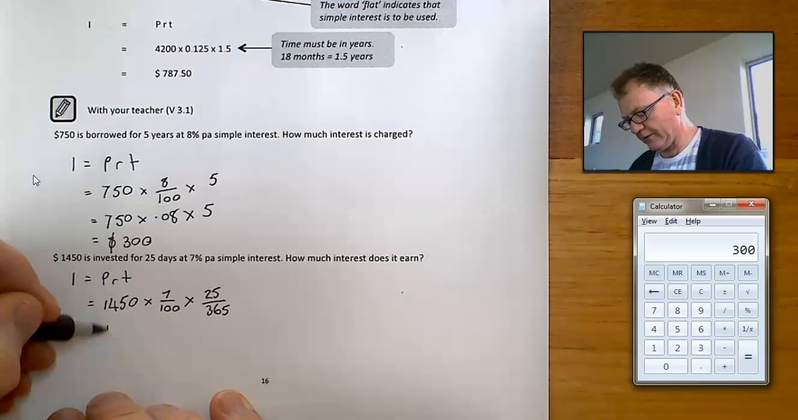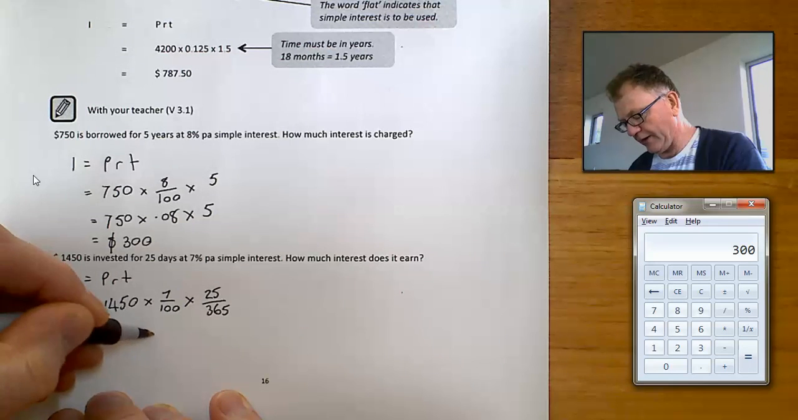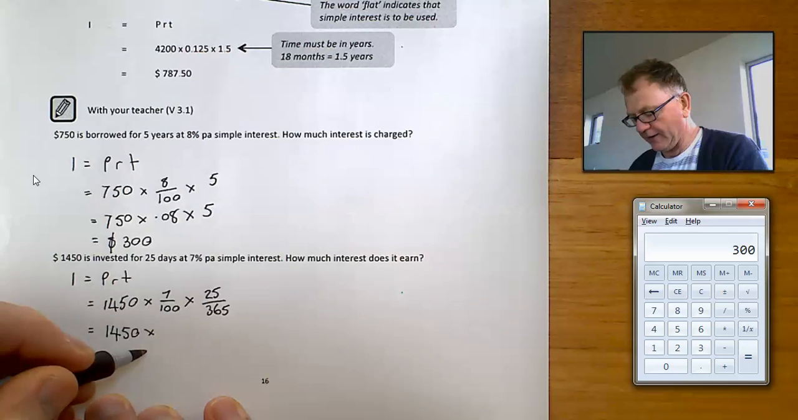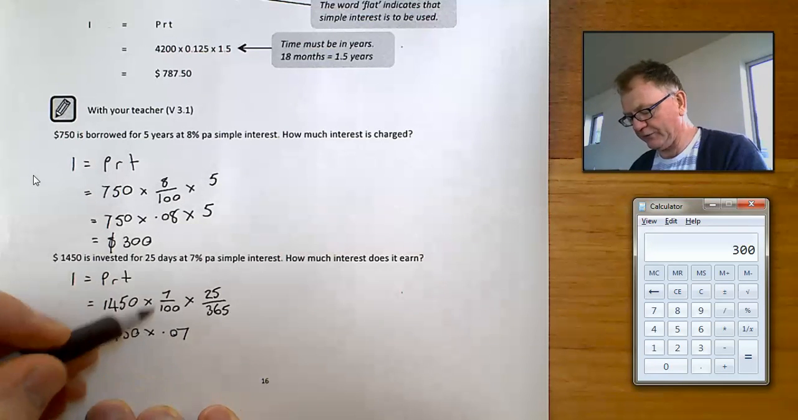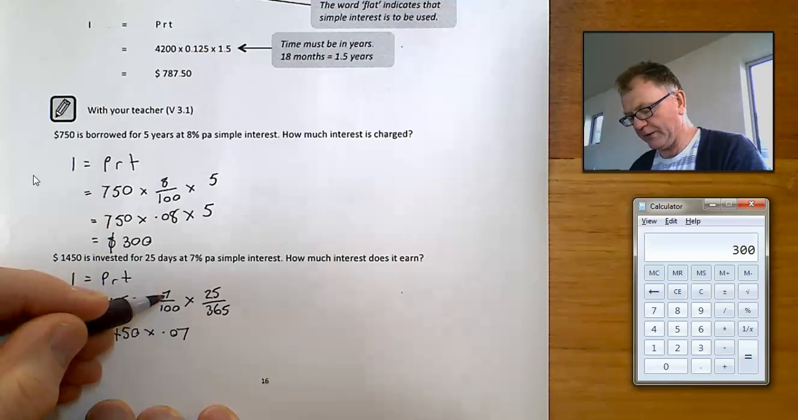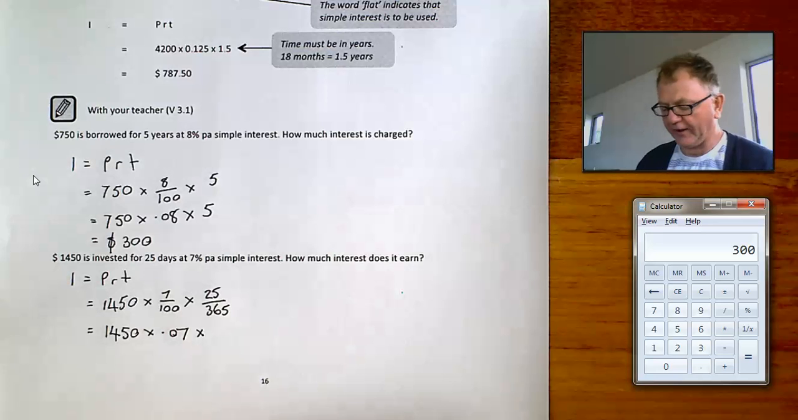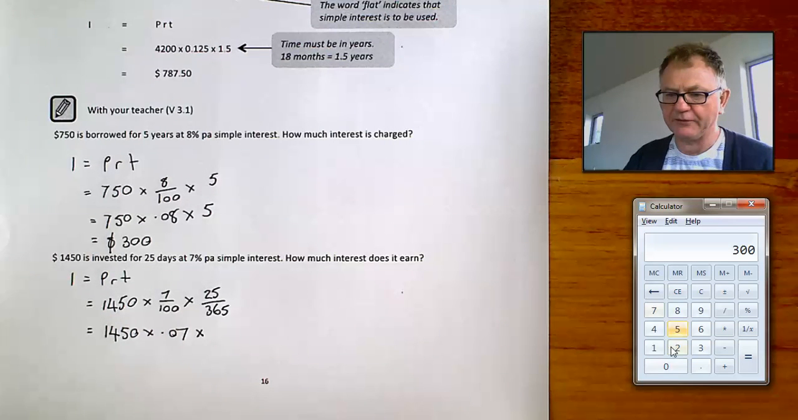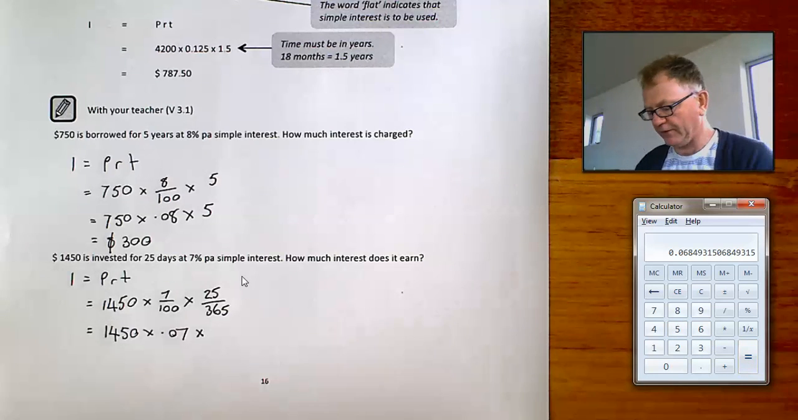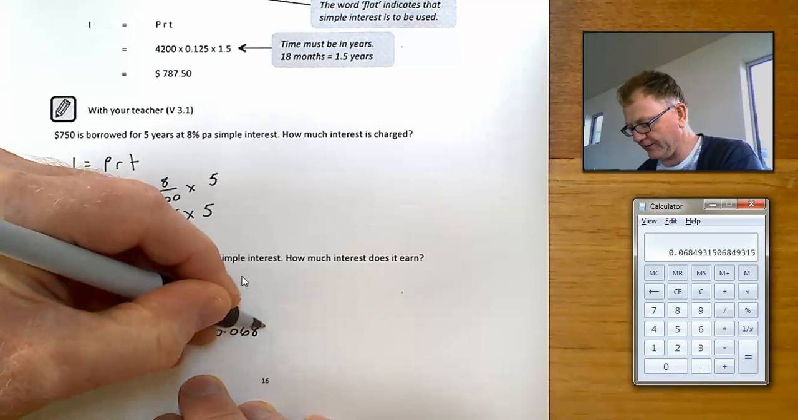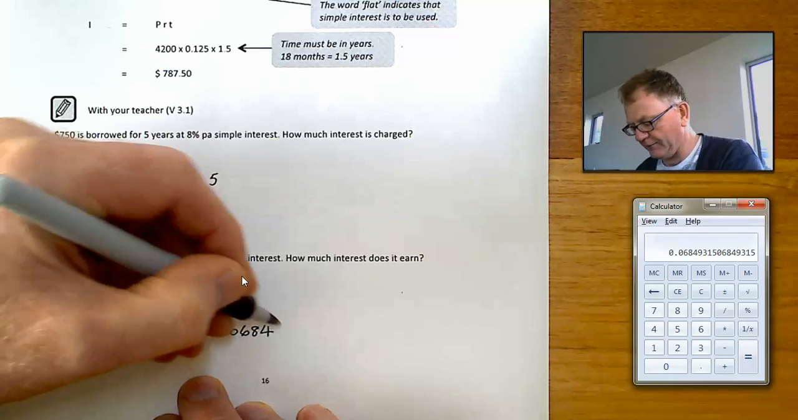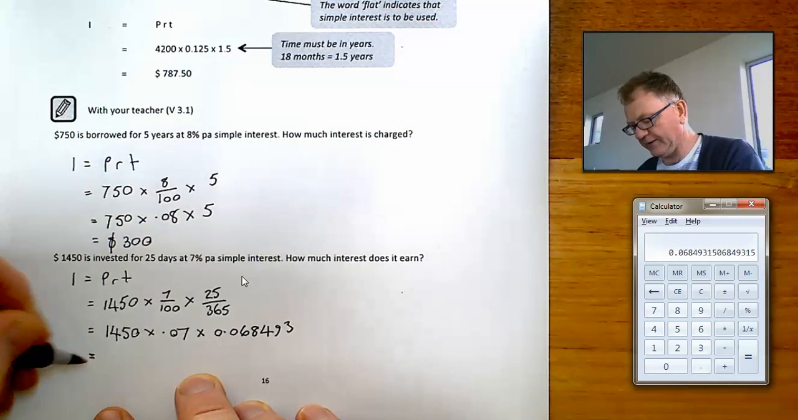So I probably could do this in my calculator in one go. Might be safest though. Write that 7 out of 100, 7%, could be written as 0.07 as a decimal, 7 divided by 100, move the decimal place 2 positions, and you might like to, before you start, do that 25 divided by 365. Notice you get a big long number here. Generally, it's a good idea to keep a fair few decimal points when you're working in these questions and only convert your final answer into dollars and cents.